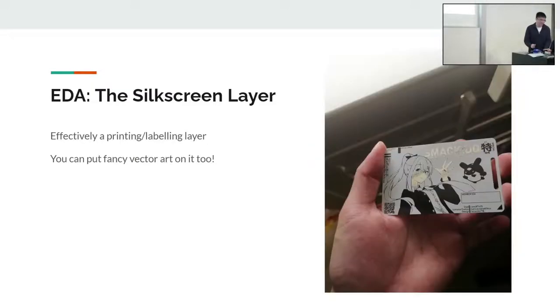which is bad. Okay, so we move on to the silkscreen layer. This is effectively a printing and labeling layer for your printed circuit board. If you decide to bling it out, you can use this layer to put all your custom designs. This on the right side was a PCB card that I made for UQ Smack. It's made by taking vector art, putting it on the design, and playing around with the layers to get the color variation. You can do something like this for your designs.